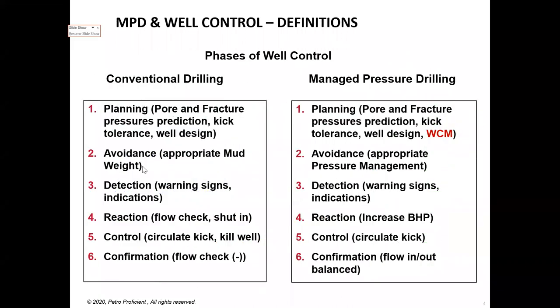So what are the different phases? Planning, conventional well control, and managed pressure drilling. Most of the points are similar, but if you see, warning signs are different here. Planning requires pore and fracture pressure prediction, kick tolerance, and well design. Same thing here, but you have one more element called the well control matrix. And now we need to add one more thing over here, which is influx management as well.